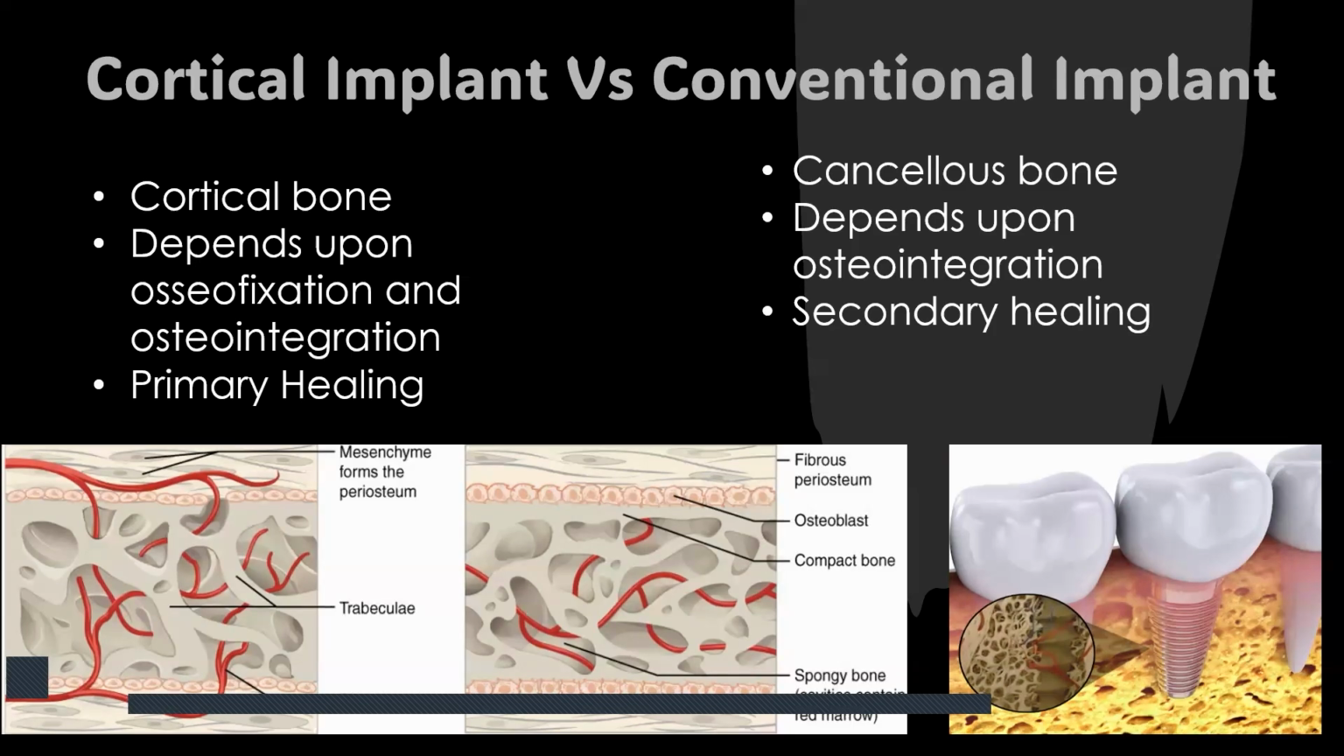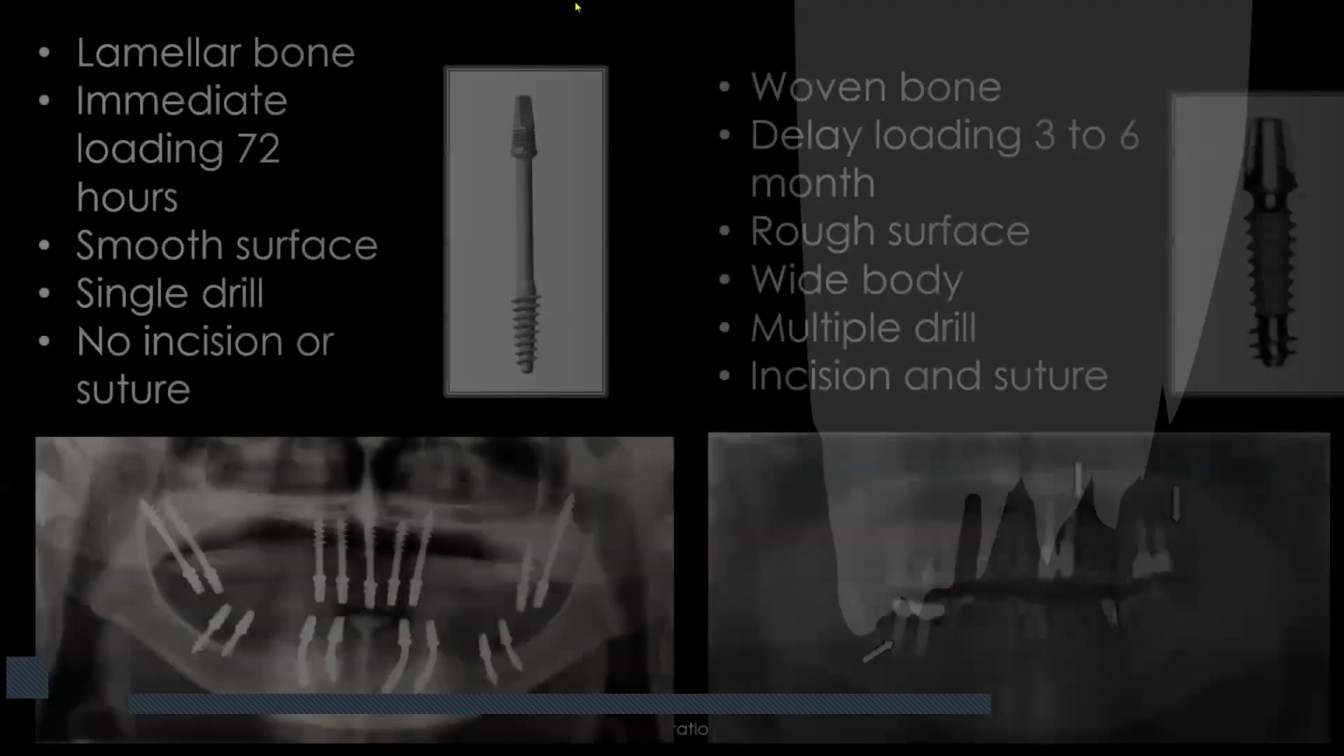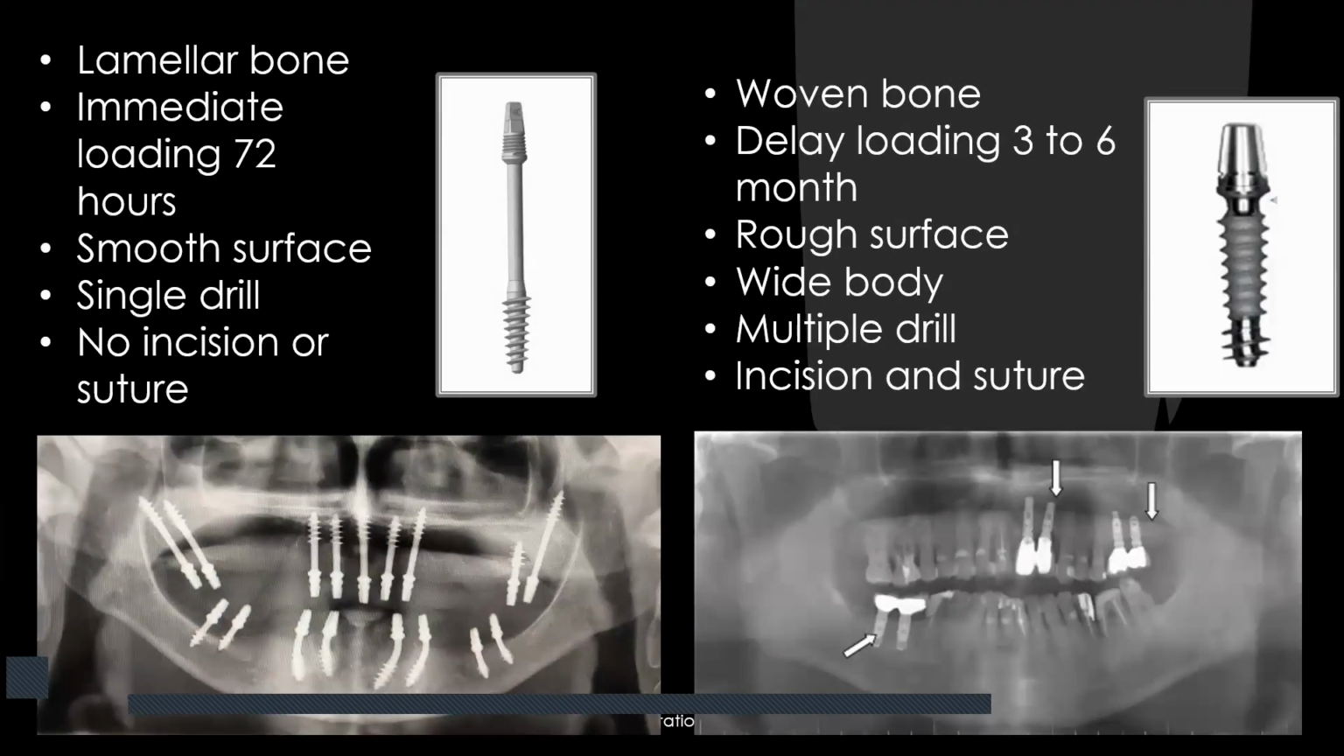I already mentioned the cortical implants always heal by primary healing rather than secondary healing. We need a primary healing. If there is secondary healing in these cortical implants, we have failed. Lamellar and woven bone I already mentioned. And we are doing an immediate loading within 72 hours. Why immediate loading? Because we are getting osteofixation into the cortical bone, and with osteofixation at a high torque, we can transfer the forces directly from the prosthesis to the cortical bone to the buttresses.